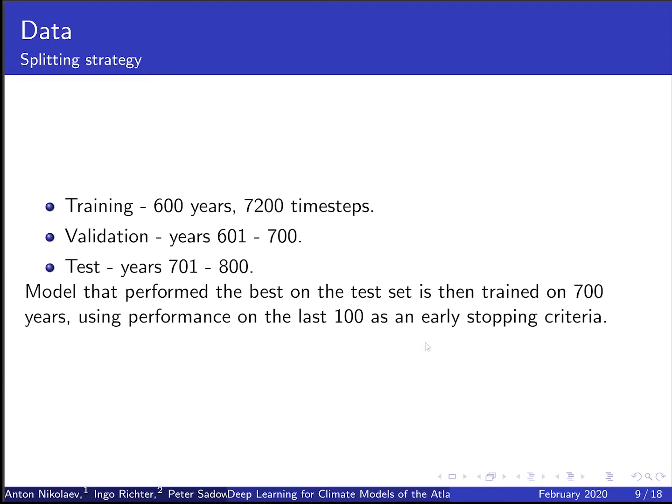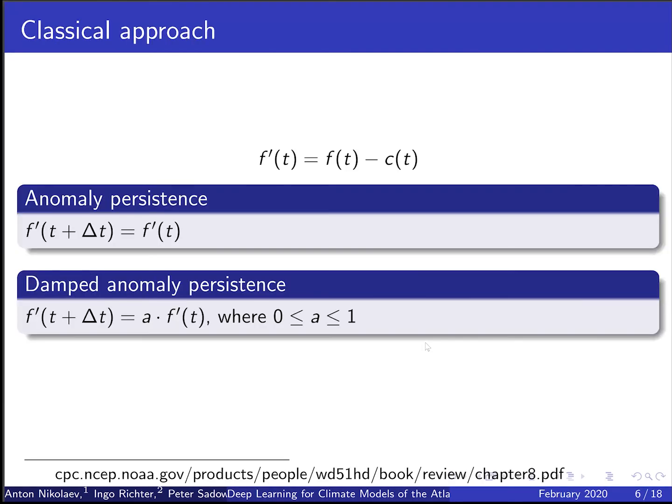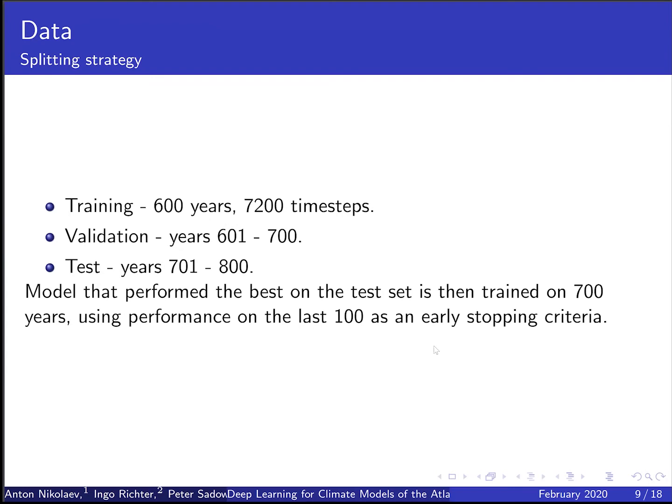After that, we retrain the model that performed the best on the test set on the 700 years, used the last 100 years for early stopping, and then compared it to damped persistence, the second model here, on the real world data. And as you can see, we do not use any real world data to train our model. We only use it for prediction, which is, I think, a very exciting part.